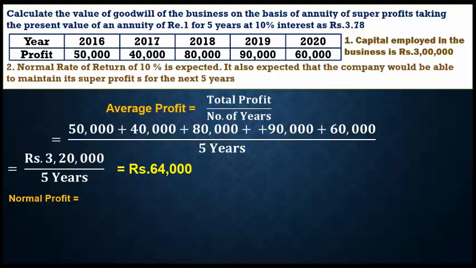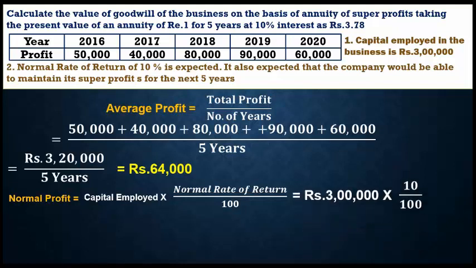Normal profit. How to calculate normal profit? What is the formula? Capital employed into normal rate of return divided by 100. Okay, 3 lakh into 10 divided by 100.